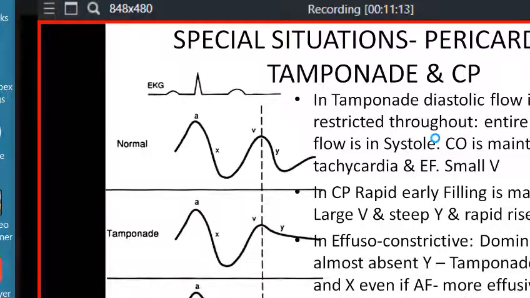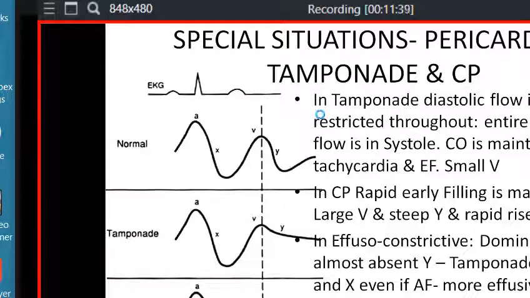And the cardiac output is mainly maintained therefore by tachycardia and increasing the ejection fraction. That's why you get so much tachycardia in tamponade, because the whole forward flow is being limited to the systole when the AV valves are descending. So that is the only way the heart fills well. So because of that, it has to produce a lot of tachycardia because the ventricles are underfilled.